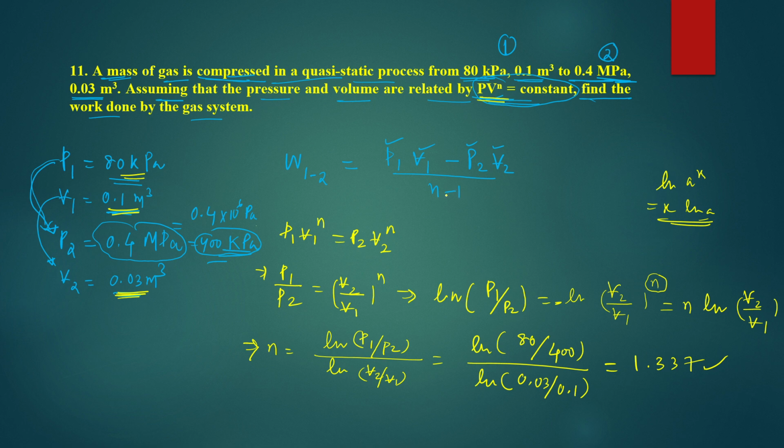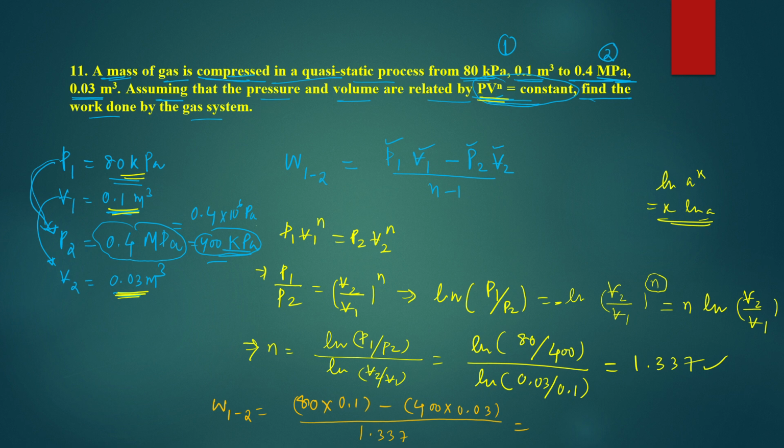Now we got all these values of P1, V1, P2, V2 and n. Now simply we have to put them in the equation and find out the answer, right? So I can write W1 to 2 equal to P1, which is 80, into V1, which is 0.1, and we're putting the value of pressure in kilopascal, right? And P2, this is 400, into V2, that is 0.03, divided by the n value we got now, 1.337. Let us calculate this one.